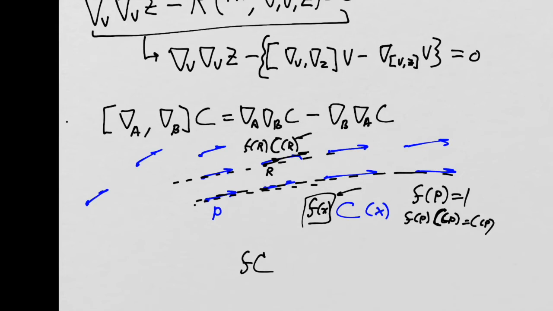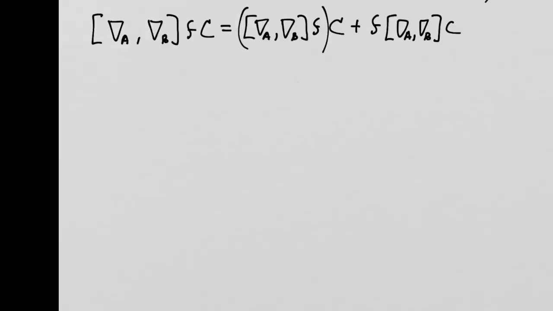So what if I run this expression here with f of c instead of c? Let's see what happens. This guy here is a differential operator, so it's going to follow the Leibniz rule, and so it's going to act here on f. Multiply that by c, and then f is going to factor with the differential operator acting on c.